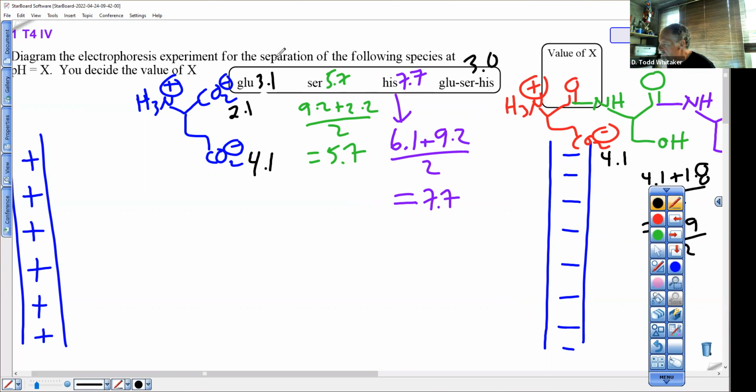Diagram the electrophoresis experiment for separation of the following species at pH equals X. How do you get pH X? You dissolve everything in a buffer. And I want the best separation between everything. So if you choose 7.7 as your buffer, 7.7 is above all the pIs except 1. Everything's going to be deprotonated, moving this way. There'll be nothing on the right side of the page. Nothing to the right of half. You could have wasted half your chamber.